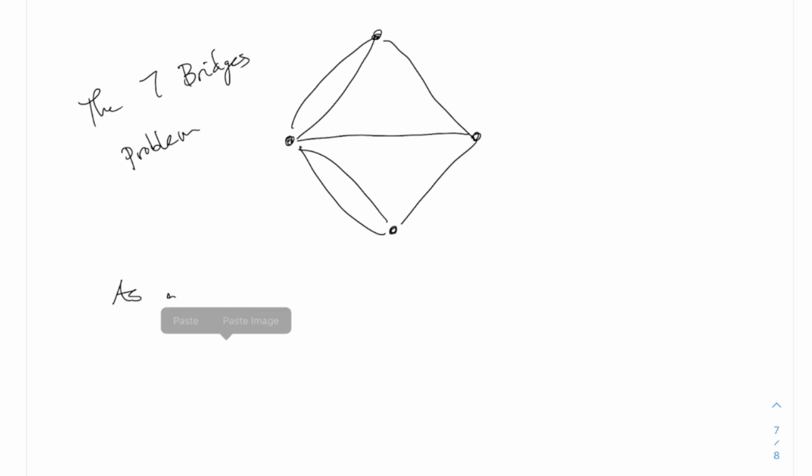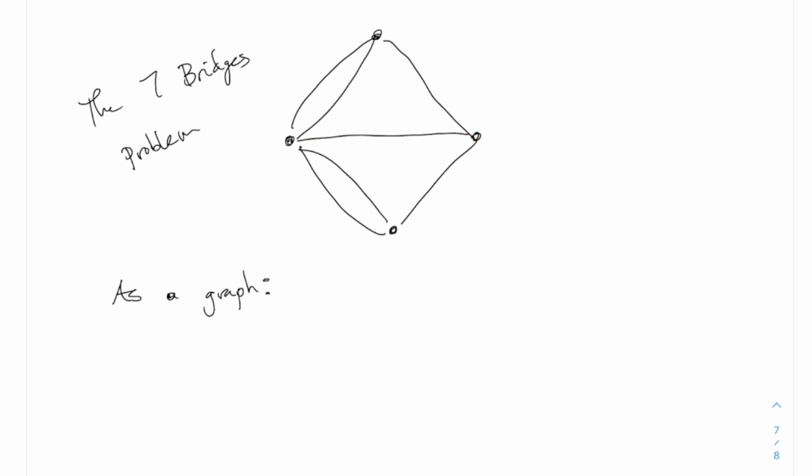As a graph, what is this about? Well, as a graph, this is about, is there a path? Remember, each of those edges represents one of the bridges, and there are 7 of them. As a graph theory problem, this is about, is there a path which starts somewhere, goes across every edge once, and then ends up back where it started?